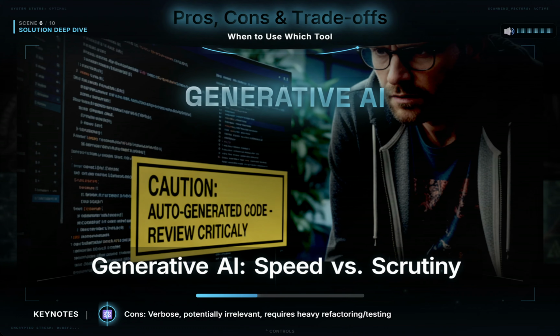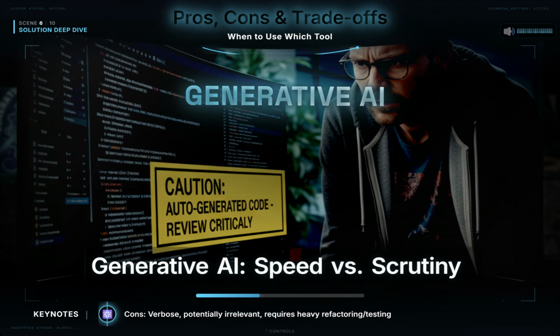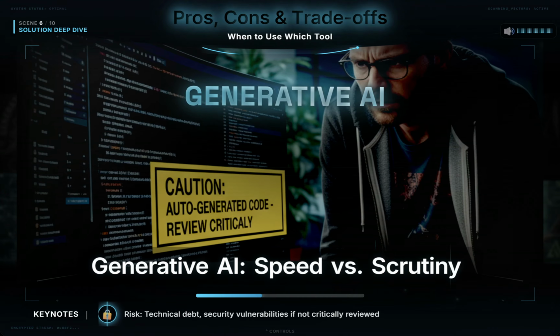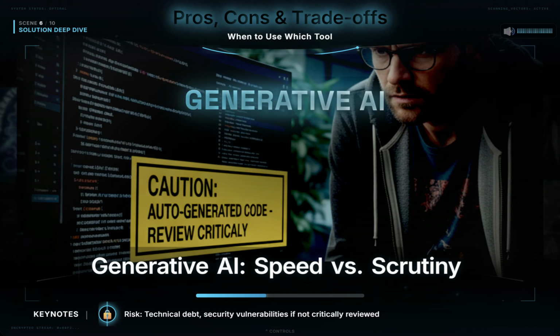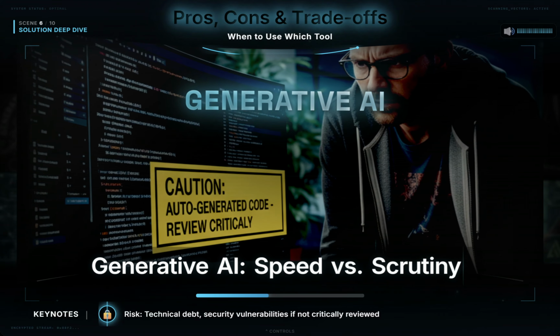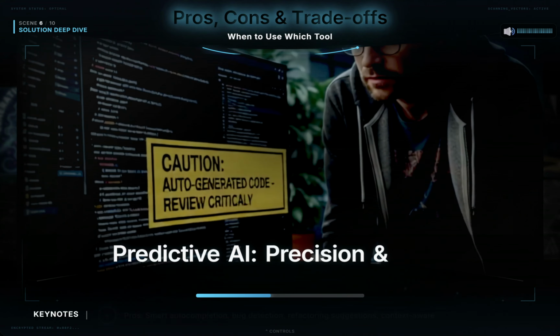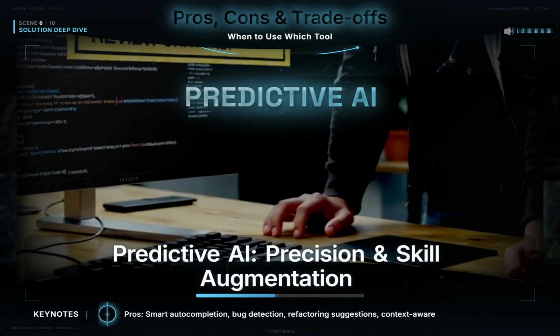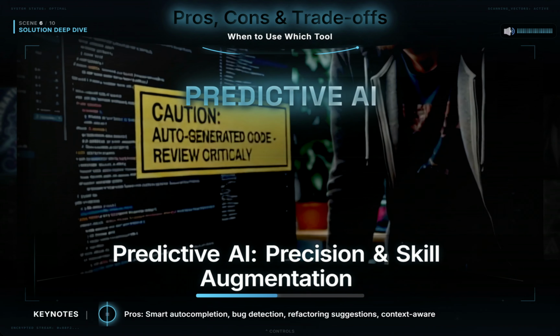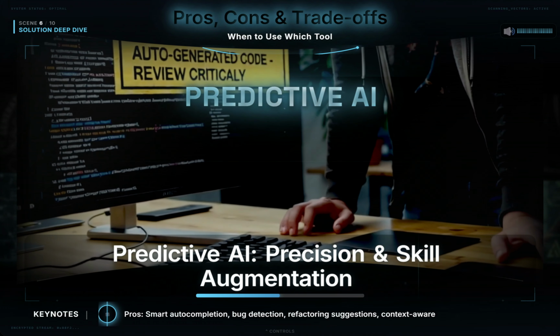Then there's predictive AI, often IDE integrated. Think smart autocompletion, bug fixes, refactoring suggestions. These are your specialized wrenches and power tools for a complex engineering project. They don't outsource the build. They help you build better, faster, smarter by understanding your existing codebase, their strength, precision, and context.